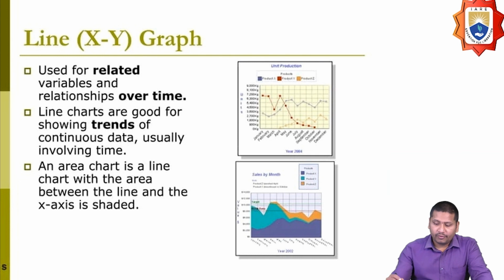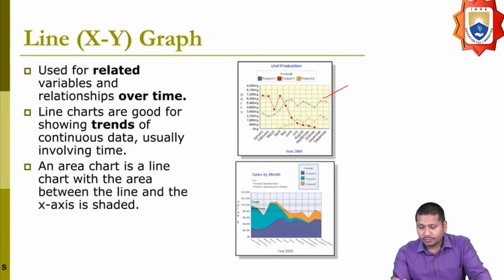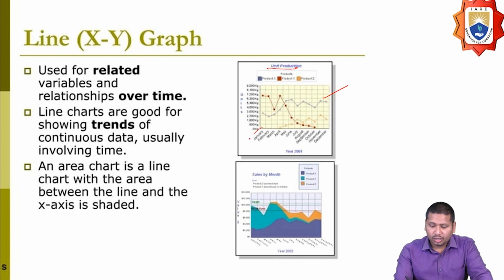Similarly, if I take the line chart here, it is used for related variables where the relationship changes over time. If you look at this graph of unit production, how many units are produced in every month I want to see: January, February, March, April.